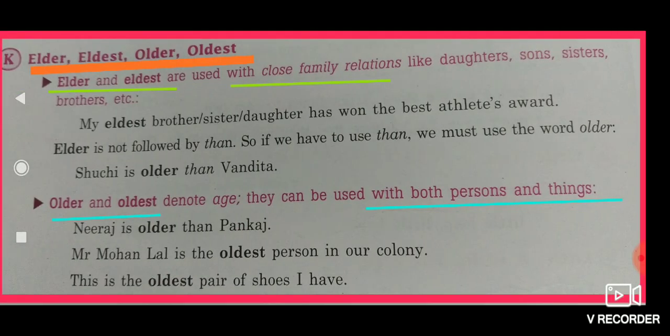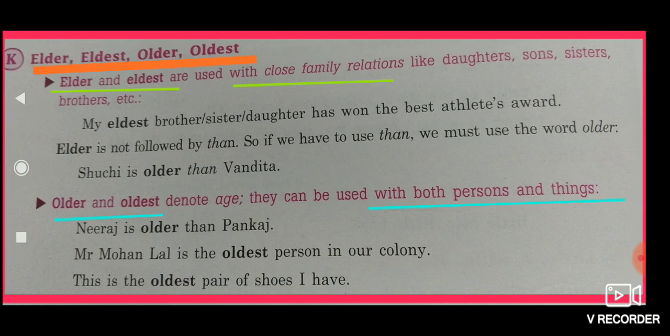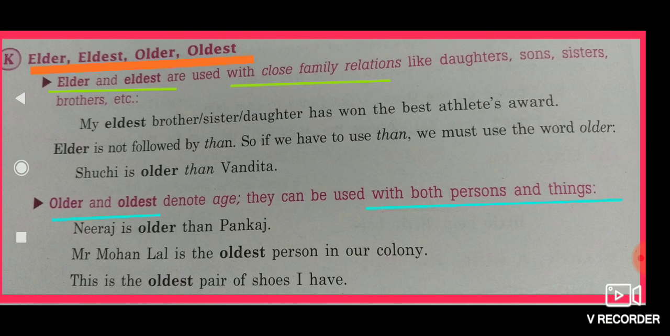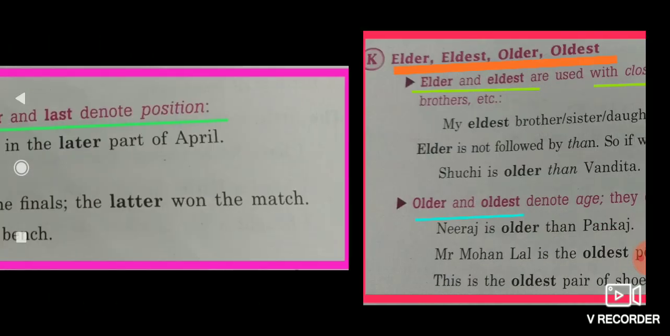Next is elder, eldest, older, oldest. Elder and eldest are used with close family relations, or with whom we have blood relations, like daughter, son, sister, brother. And older or oldest, these adjectives are used to show age. They can be used with both persons and things. So elder and older are comparative degree and eldest and oldest are superlative degree.